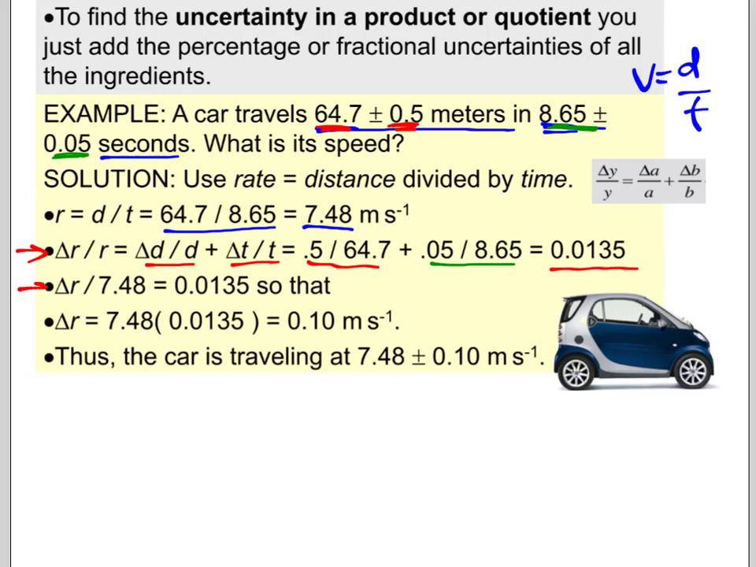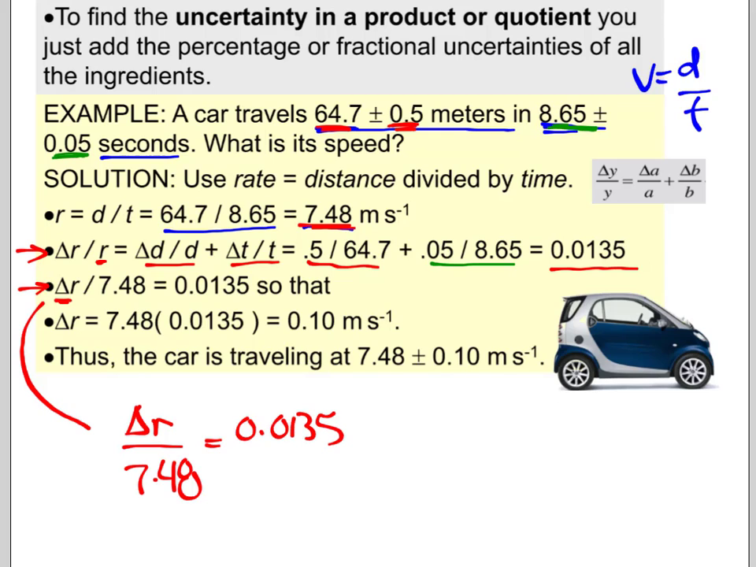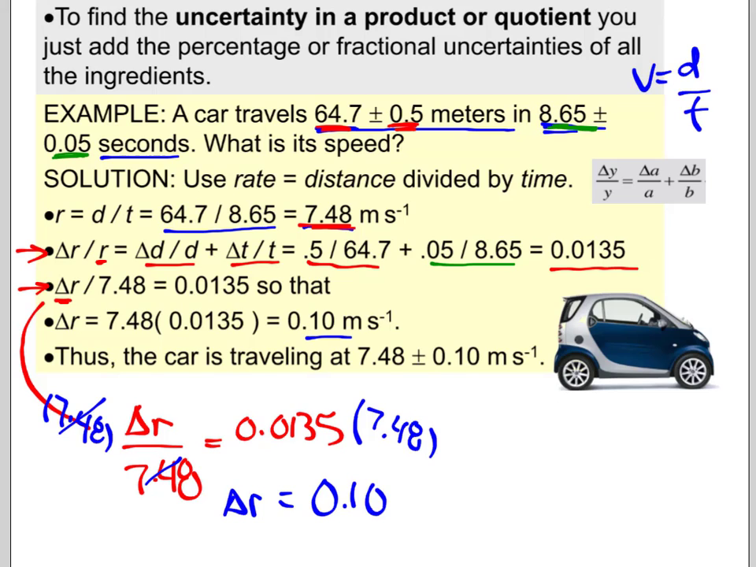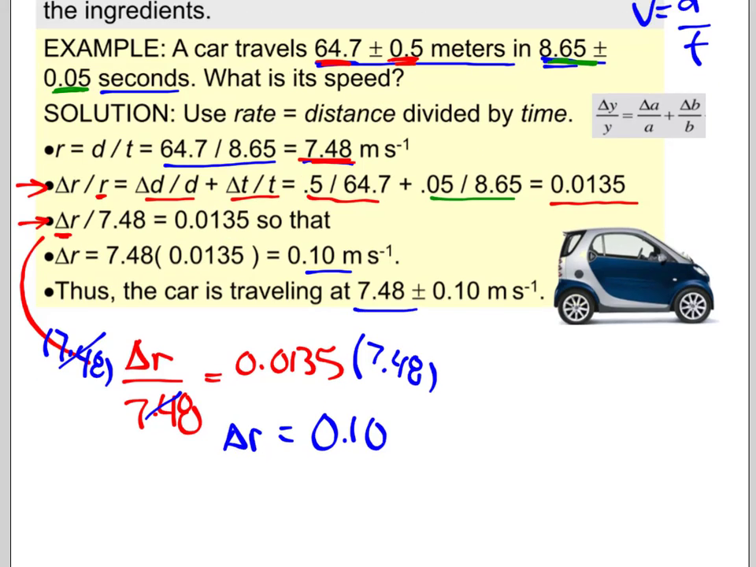Now if we look at the next line, delta R, just as a reminder, delta R is the uncertainty we're trying to find. We know the calculated quantity, this little r, we've got that right up here. So we can put in the 7.48, and now I'm just going to bring this down here because I think it's easier to see when it's written this way. We need to isolate delta R. To do that, we simply multiply both sides by 7.48. These would cancel, and we would end up with delta R equals 0.10. That's that value right there. So our final answer would be 7.48 meters per second plus or minus 0.10 meters per second.